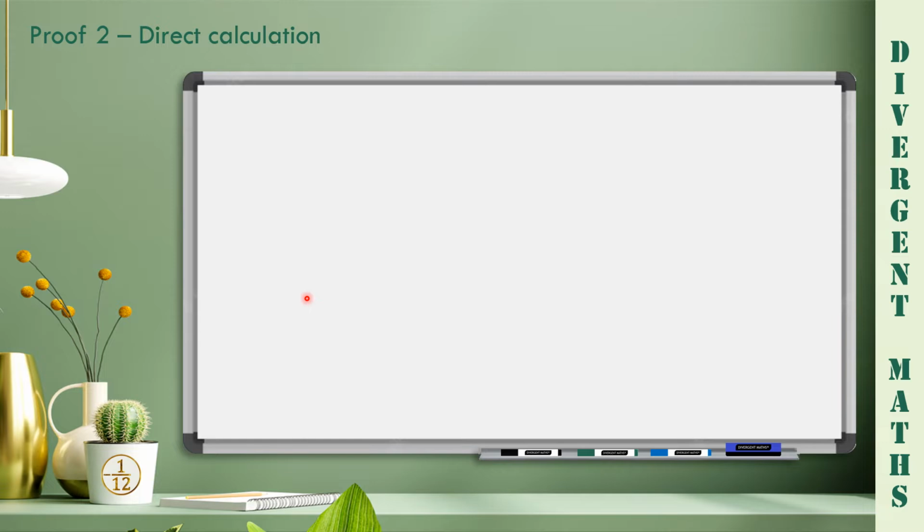Proof number 2, direct calculation. So let's write down the monotonic divergent series of squares. 1 squared plus 2 squared plus 3 squared plus 4 squared plus 5 squared, etc. What is it equal to? Let's open the toolbox.